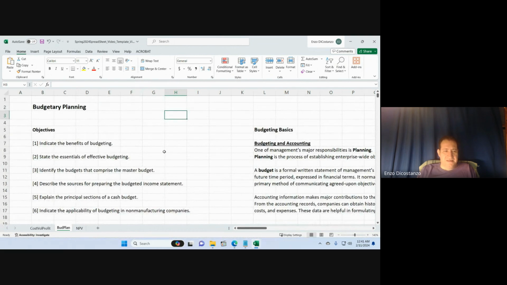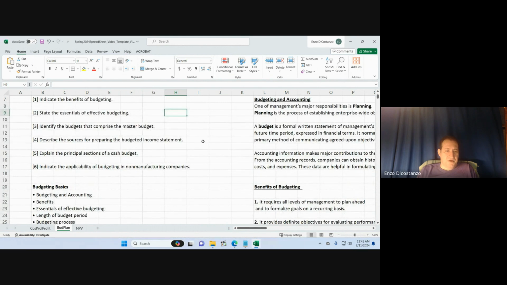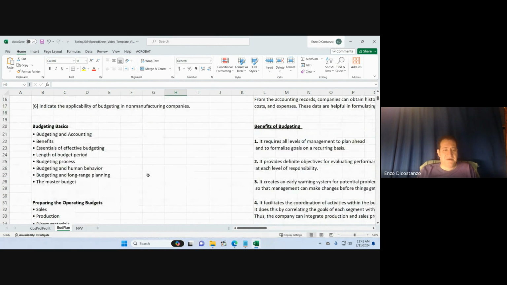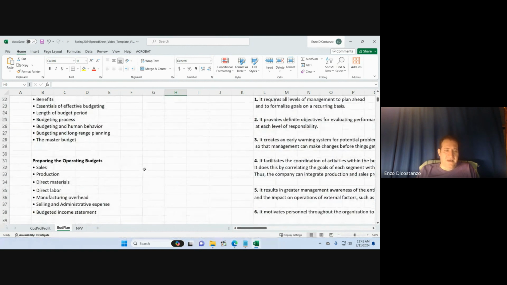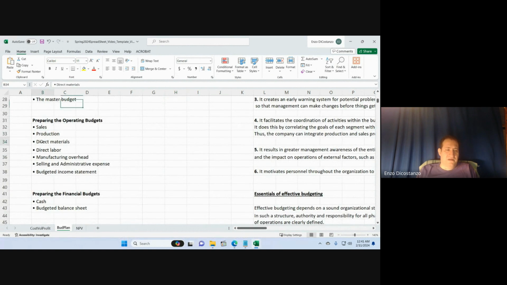So the basic ideas of the chapter are, as we've previously discussed, the benefits of budgeting, essentials of effective budgeting, the budgets that comprise the master budget, sources for the budget income statement, principal sections of the cash budget, and then the applicability of budgeting in non-manufacturing companies. And there's a lot more detail here. As I said in class, you can't live without labor, materials, and manufacturing. You can't live without that, right? So those you need. There's no two ways about it.